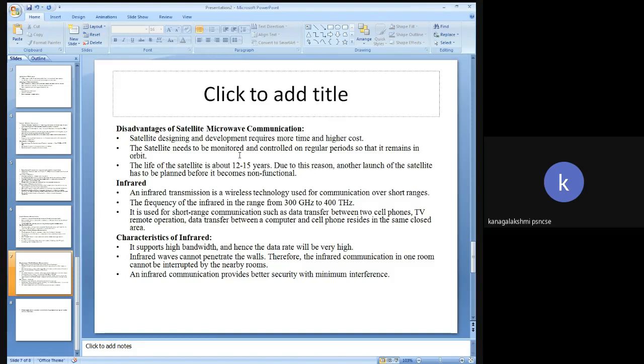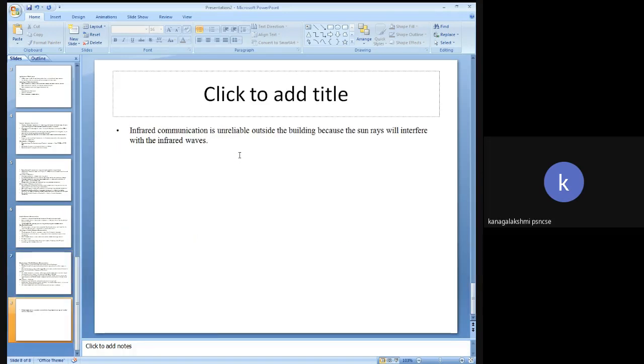What are the characteristics of infrared? It supports higher bandwidth, even though infrared transmission does not penetrate walls. It provides better security with minimum interference. Infrared communication is unreliable.